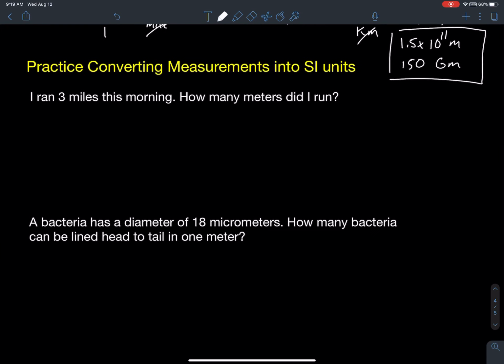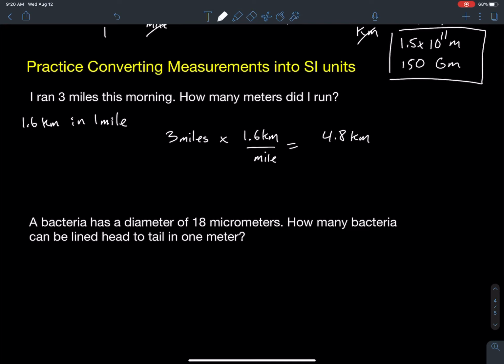Okay, so this morning I ran 3 miles. How many meters did I run? Okay, so again, there are 1.6 kilometers in 1 mile. Okay, I need to know that conversion. Okay, so then 3 miles times 1.6 kilometers per mile is going to be roughly around 4.8 kilometers.